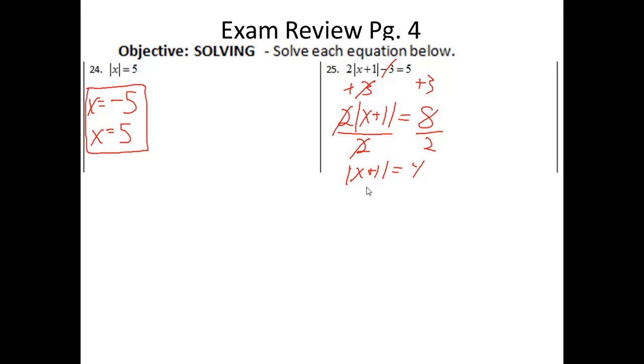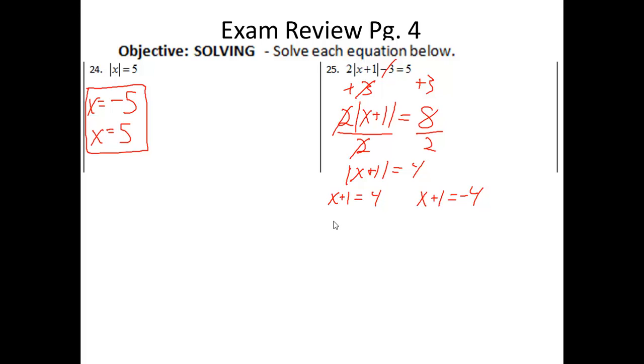So here's where we get two answers, because as we've seen in 24, both negative 5 and 5 both work. So we're going to have another two different numbers that will work for this x. So we make two little mini equations. We say that x plus 1 is equal to 4, and we also say that x plus 1 is equal to a negative 4. So basically what we do is we just drop the absolute value signs. We set it equal to what we see, and then we do the same thing over here, but we set it equal to a negative of what that is.